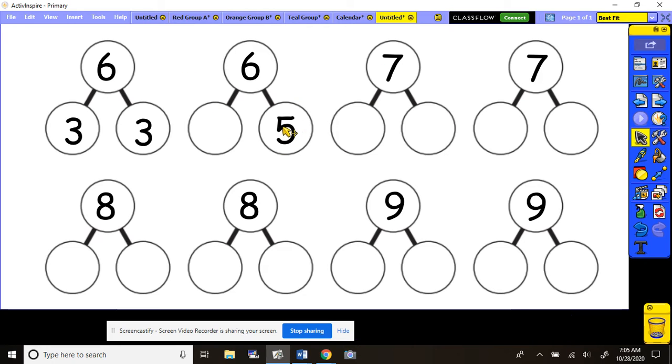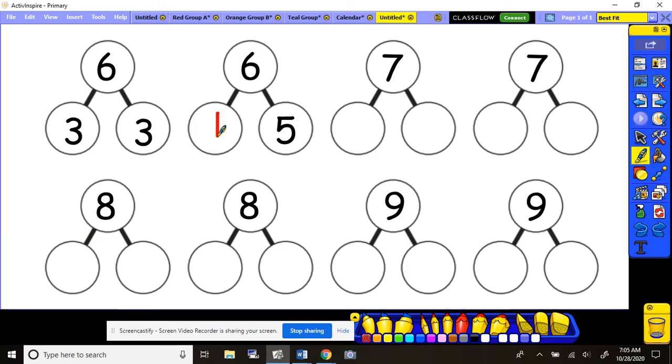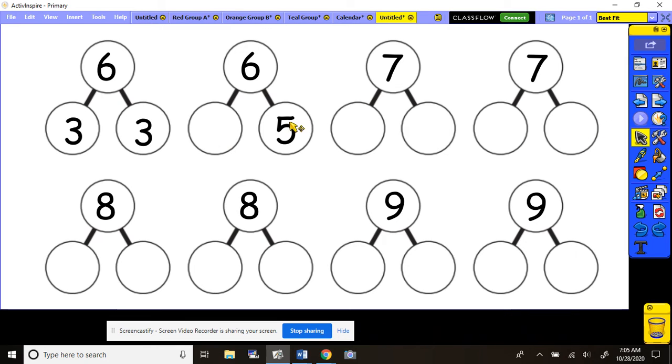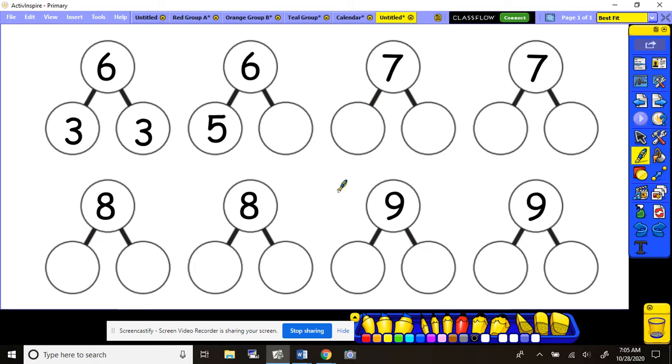I could put the 5 over here and it would still be 1. It doesn't matter what order they go in. The parts that make up 6 are going to be the same. You could have done 4 and 2, or 2 and 4. You could have done 6 on one part, and if there's 6 on one part and 6 is my whole, well, guess what? My other part has to be 0. So we could do 6 and 0. Those are all the different ways that we can make the number 6.